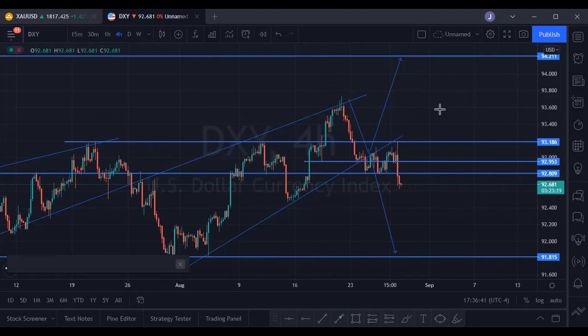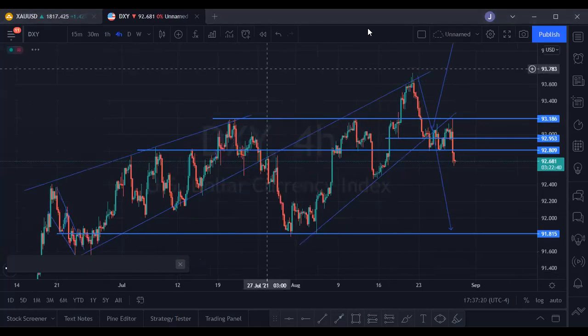I'm expecting a down move to this point, then a kind of pullback to this point. Then the down move continues on DSY. Looking at DSY, it is bearish. We also have a kind of head and shoulders here.